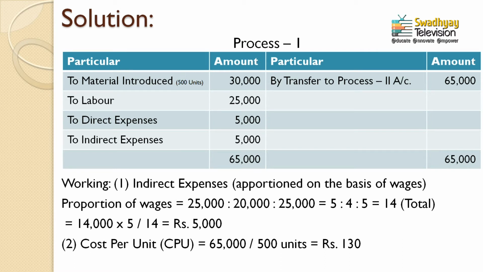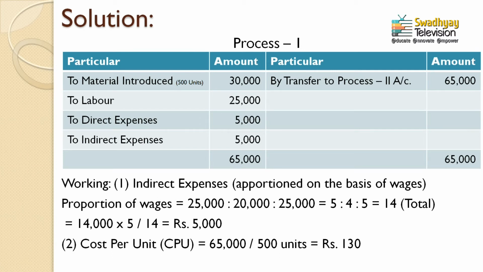Now we need to calculate the second answer of the particular process, and that is CPU. See working number 2. Cost per unit is your second answer. Cost per unit is equal to the total cost incurred in the respective process divided by the number of units manufactured in this process. So 65,000 is the total cost of the process, divided by 500 units, which comes to 130 rupees. So 130 rupees is the cost per unit of process 1.